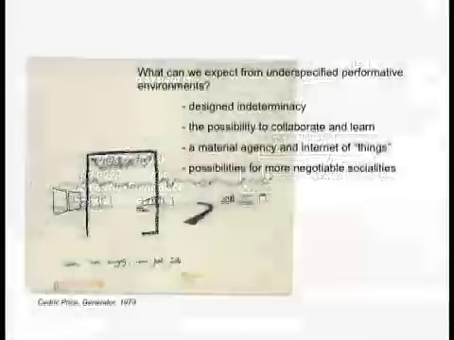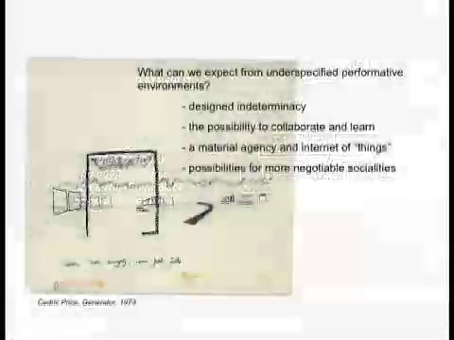So what can we expect from underspecified performative environments? There are a few points I'd like to pull out. One is that they must be designed for indeterminacy. In other words, the specification of indeterminacy is not about, and we've gone through a few different cycles of it, flexibility, et cetera, but it is particular to the situation, and it is particular to the moment. I don't think there are any given models that one can simply follow, but it's much more an ethos, an understanding that there's indeterminacy built into the system.